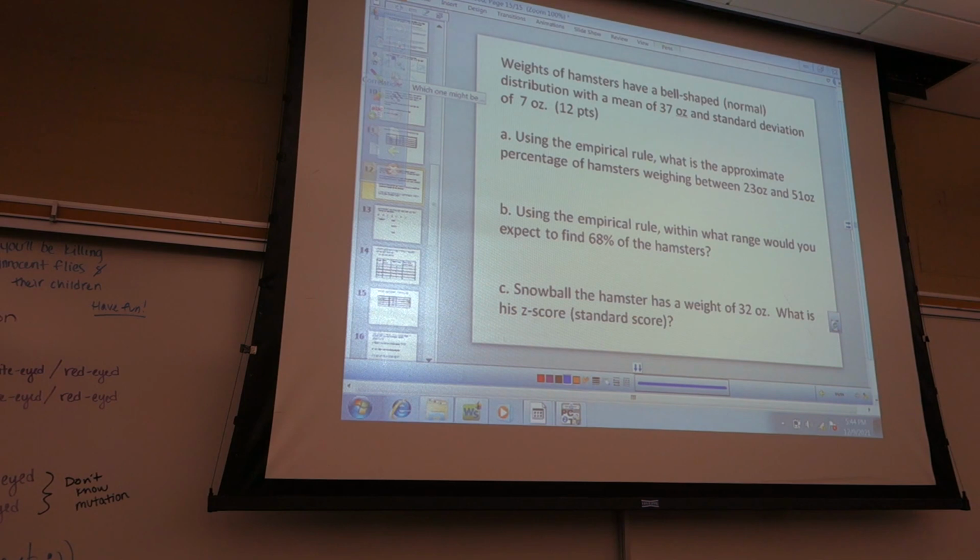Empirical rule. Oh, that's right. All right, empirical rule. Think about what the empirical rule is. Try to work that out. Use your chapter, your exam notes if you need to. Empirical rule. Oh yeah, it does say bell-shaped normal distribution. That's true. Oh, I didn't even read that part.